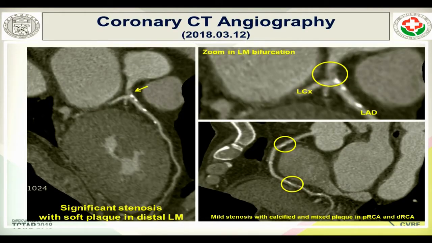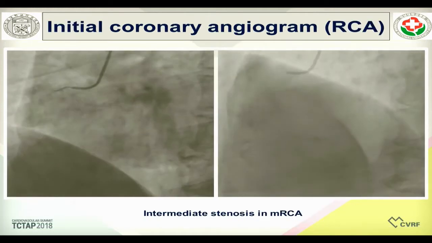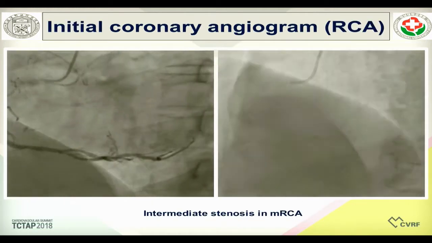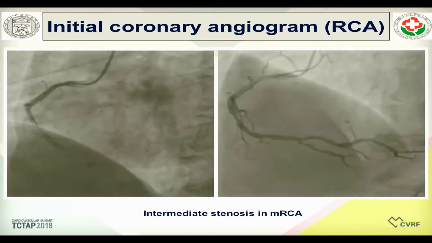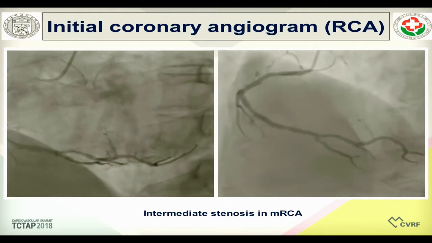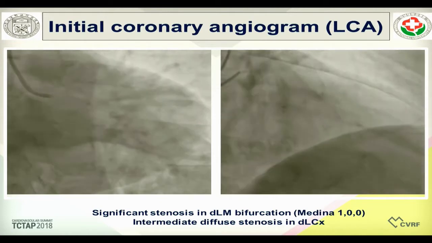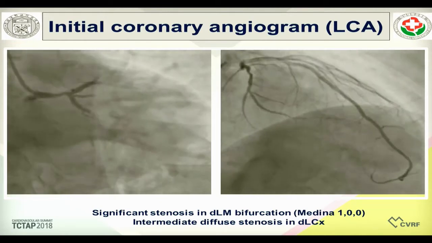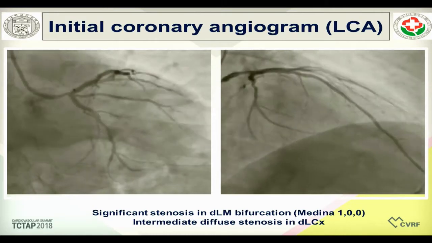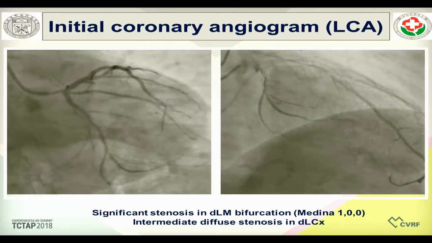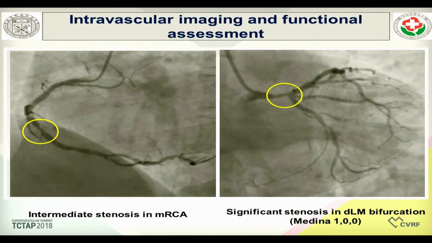He underwent coronary CT angiography at an outside clinic, which showed significant stenosis in the distal left main and mild stenosis in the RCA. His baseline coronary angiography showed intermediate stenosis in the mid RCA, significant stenosis in the left main stem, and diffuse intermediate stenosis in the distal left circumflex artery.